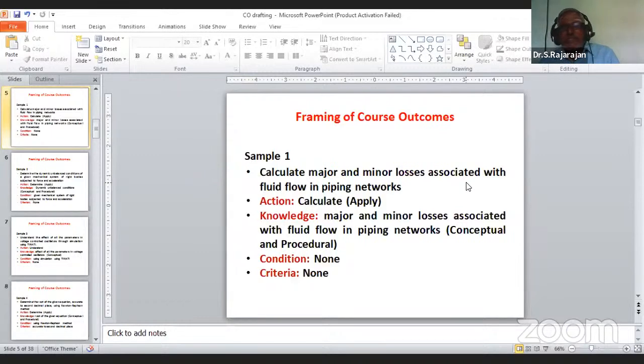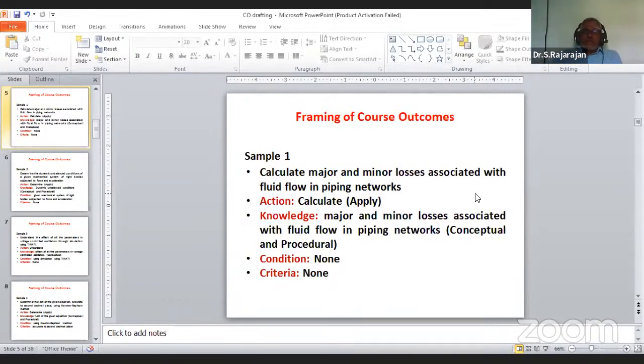The action part is there. The condition and criteria part is not there. These two, condition and criteria, both are optional. So this is one example of a simple course outcome. Very clearly mentioned: calculate major and minor losses associated with fluid flow in piping networks. Very simple. Knowledge is there, action verb is there.